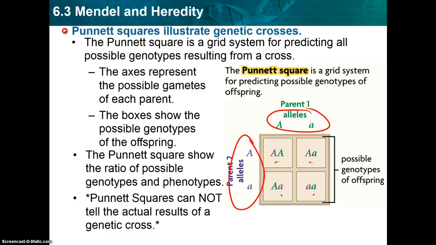Oh, there we go. Punnett squares cannot tell the actual results of the genetic cross. It just tells the possibility of those genetic crosses.